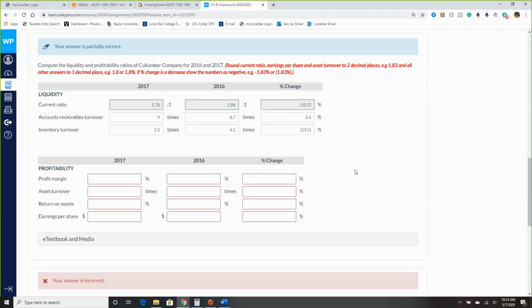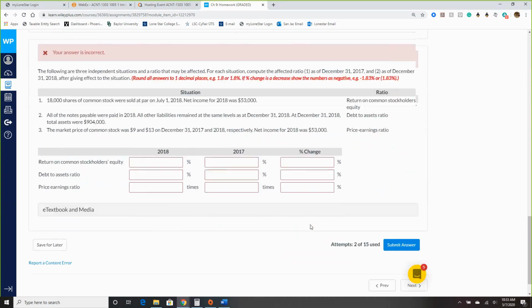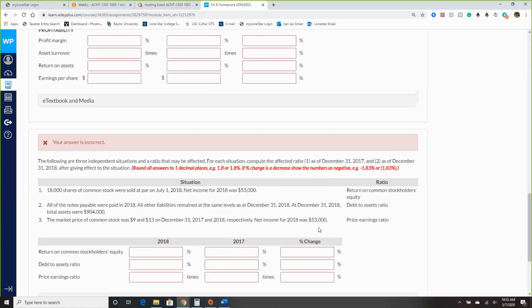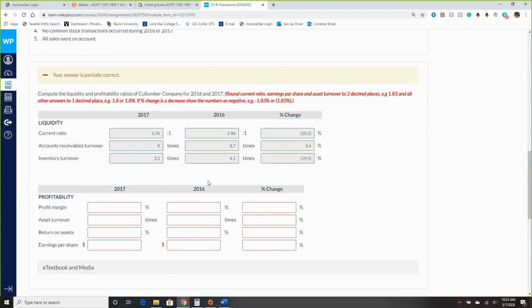Okay, so there's our liquidity ratios. Now let's go into profitability. So, again, you can always use an attempt if you want to double check and make sure you're still on the right path. But again, remember, you only have 15. So as long as you're following with me, you should be okay right now.